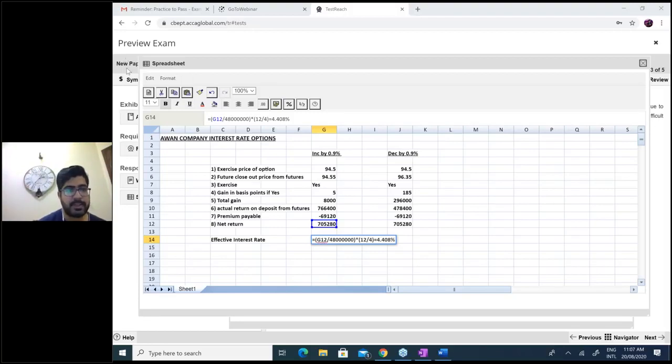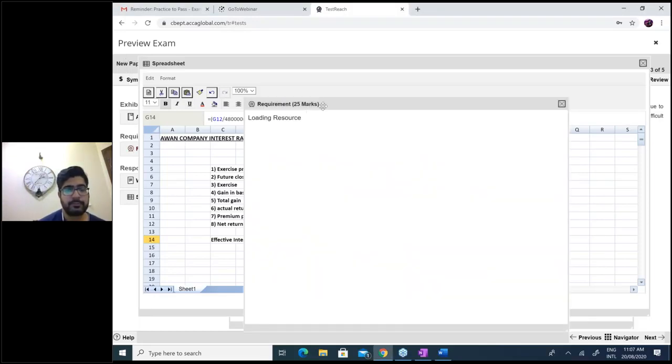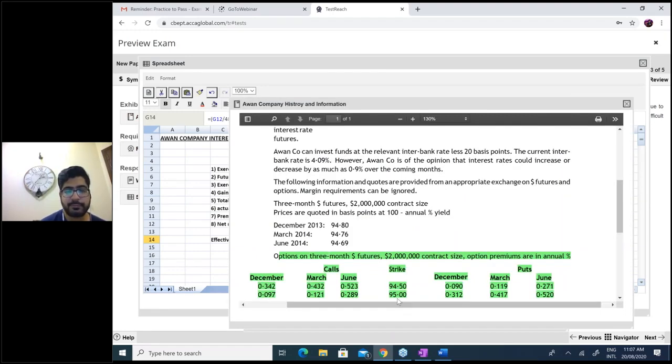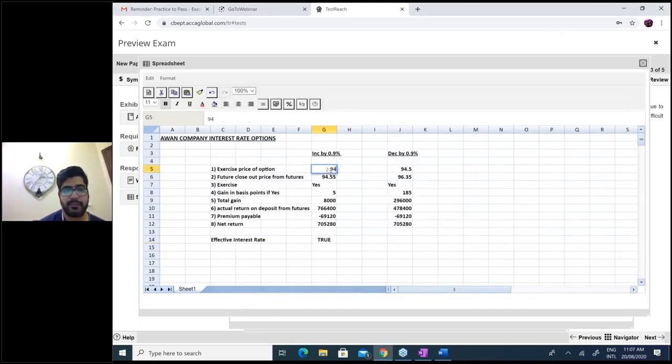Okay, so let's just complete it by using the second exercise price. Second exercise price is 95. So just change it to 95. Same format, exercise price of option is 95. Future closeout price from futures, step 2, that's already from futures, 94.55 in case of increase, 96.35 in case of decrease.